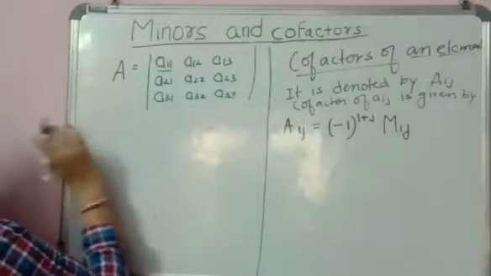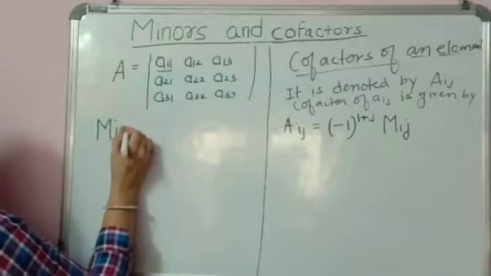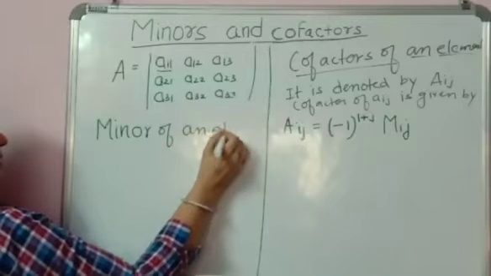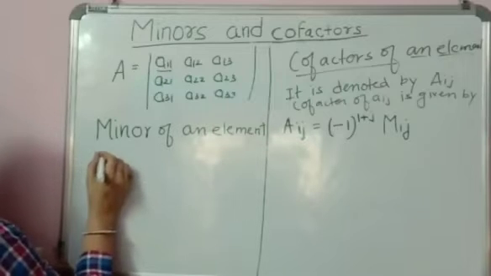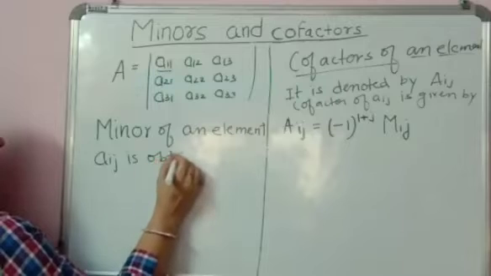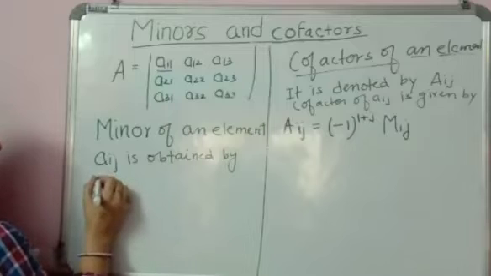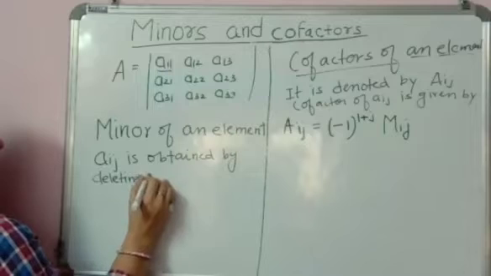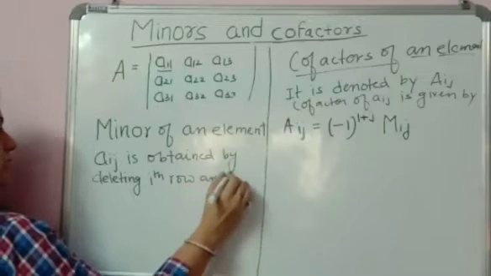So what is a minor? The minor of an element: take any element Aij. The minor of Aij is obtained by deleting the ith row and jth column. Okay? By deleting the ith row and jth column.